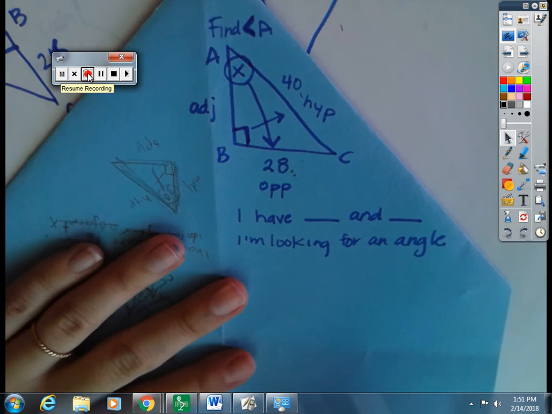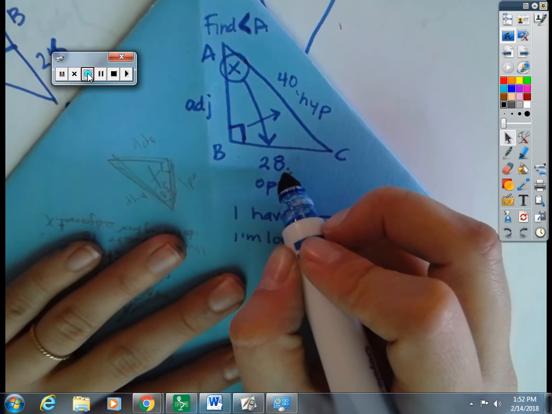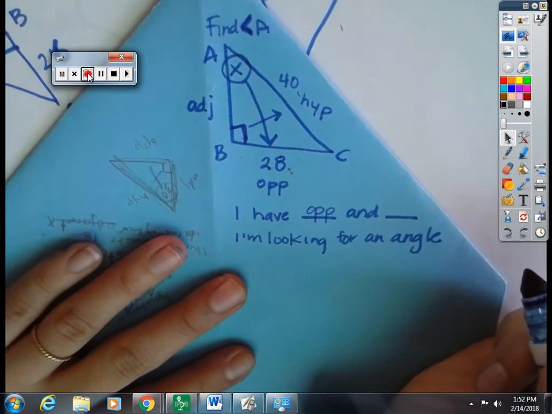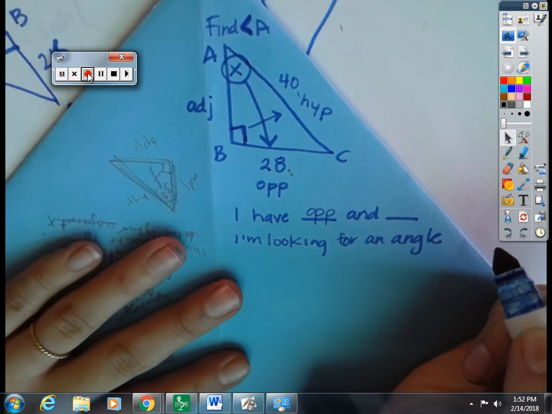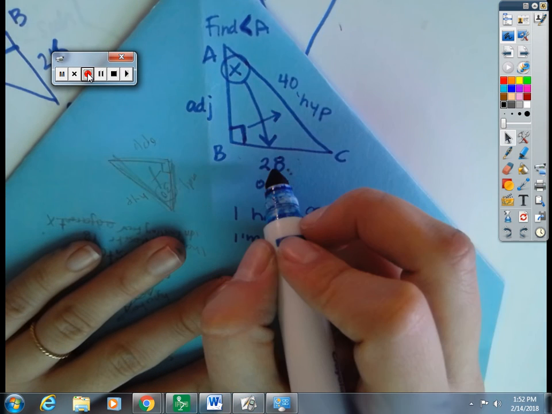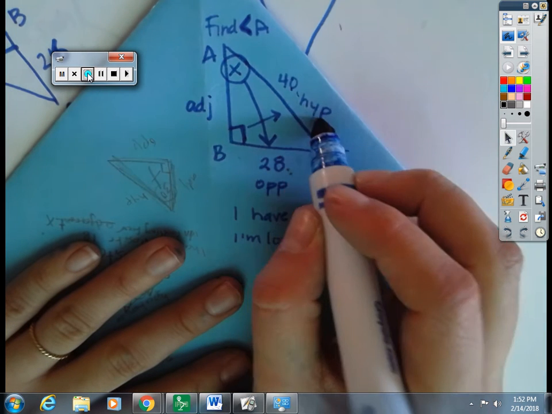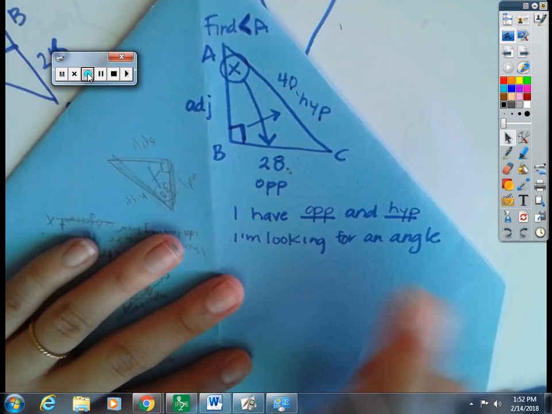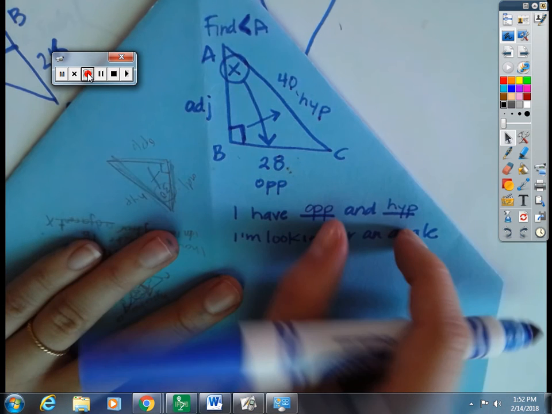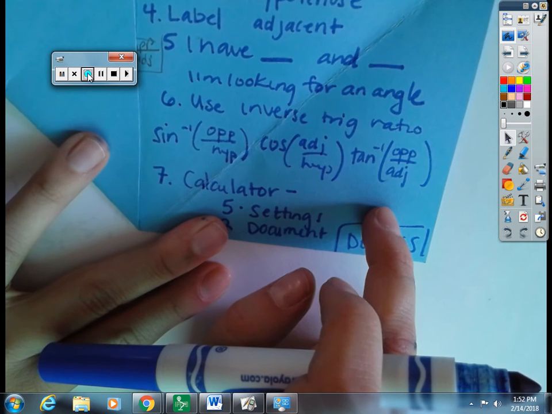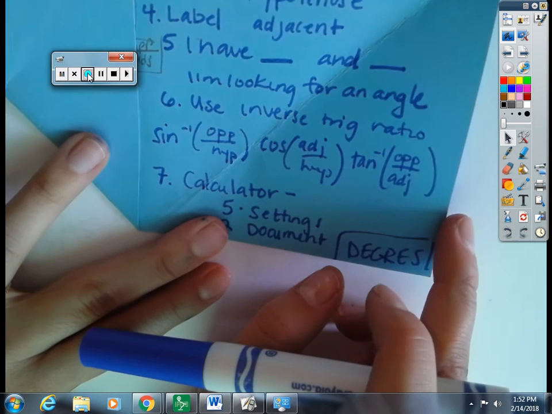Alright, the two that you have. You have a 28 here, which is the opposite, so you put OPP. Which one else do you have, Nange? You have the 40, which is the hypotenuse. Okay, opposite, hypotenuse. Daniela, which one of the three should I use? Sine, cosine, or tangent? So, again, I have opposite, hypotenuse.